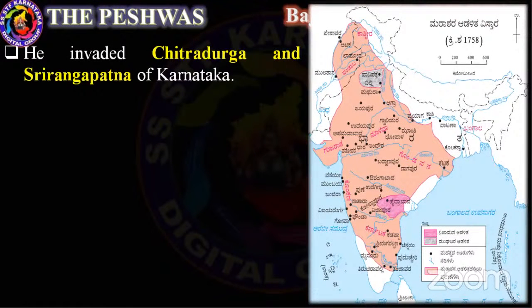He invaded Chitradurga and Srirangapatna of Karnataka. In southern India also, he expanded his conquests. During his reign, Bajirao first captured even Chitradurga and then Srirangapatna, which were under the control of the Mysuru province.